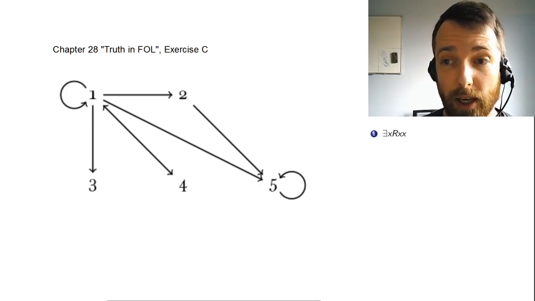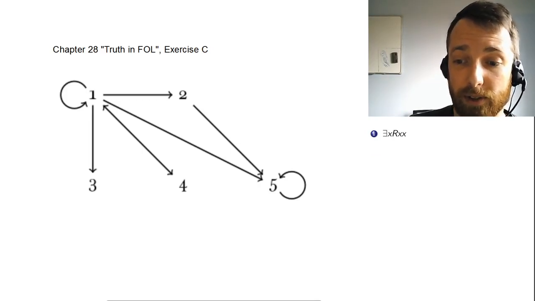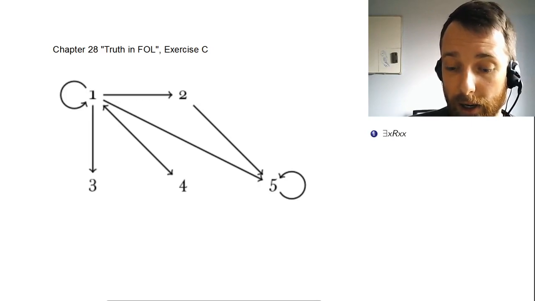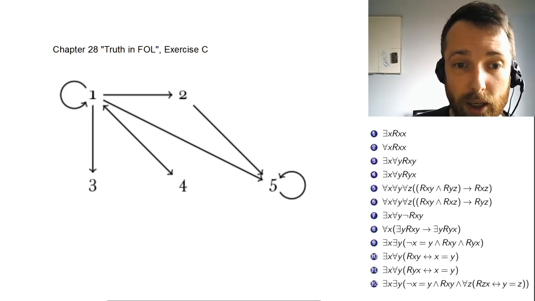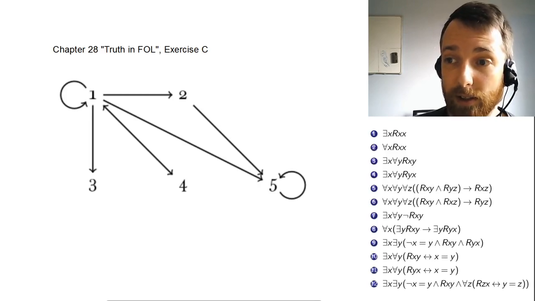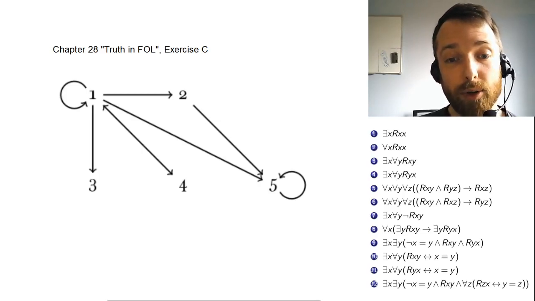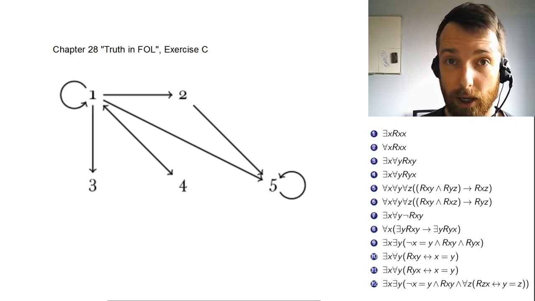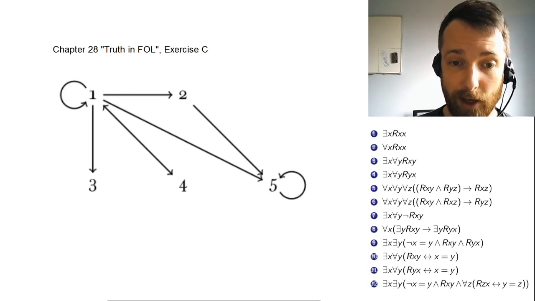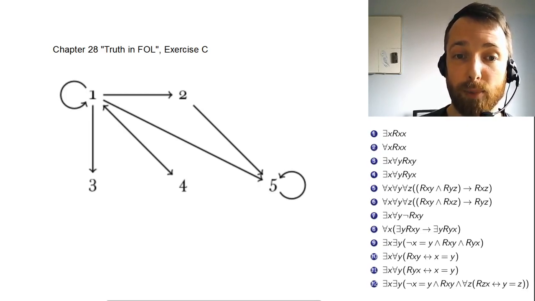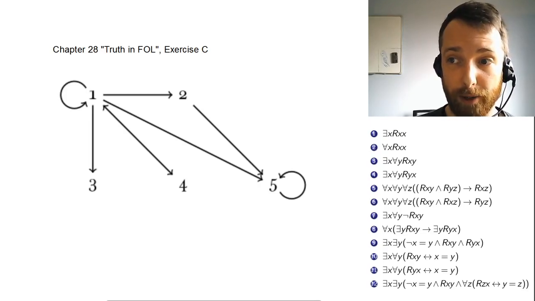First sentence we're looking at is this one. There exists an x such that Rxx. One thing I should say. Notice all of these sentences have no names. None of them have a name. There's only variables here. And there's only one predicate other than identity. The only predicate other than identity that appears here is the two-place predicate Rxy.